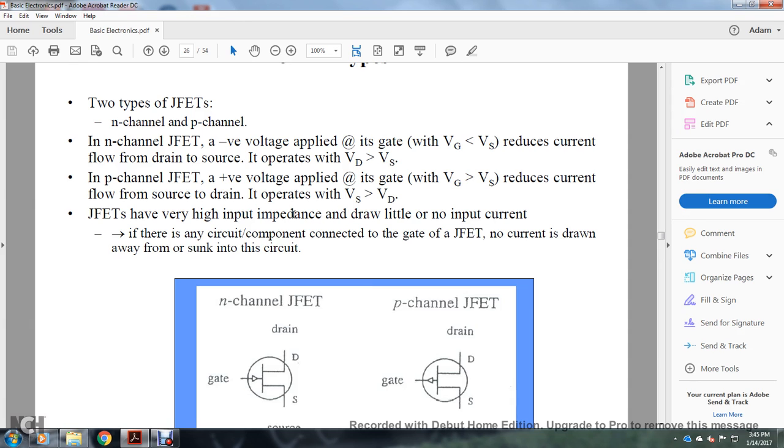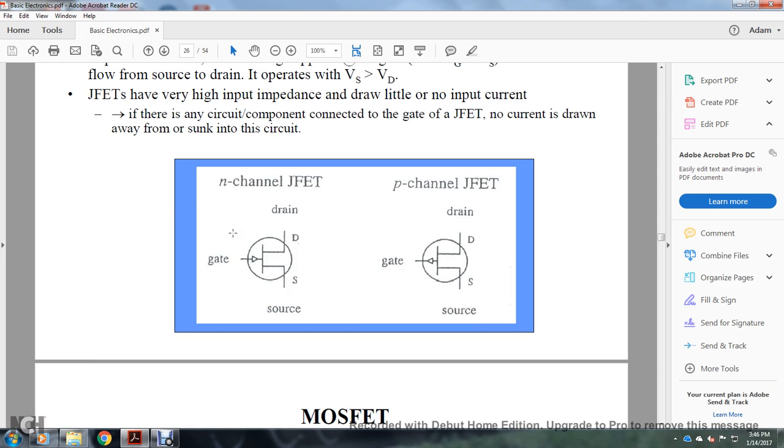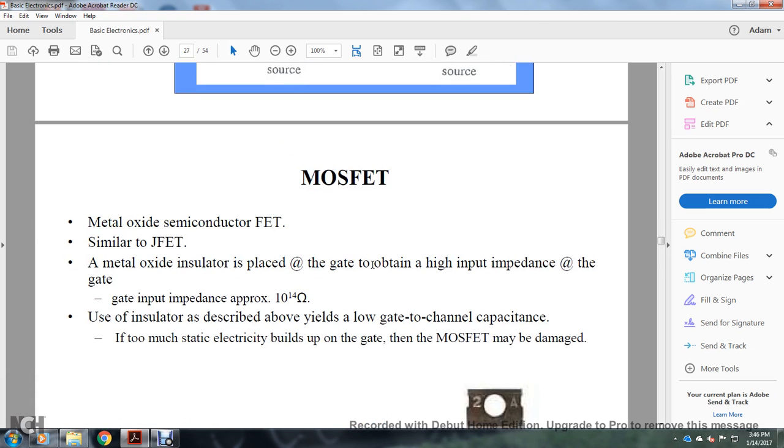The JFET's high input impedance draws little to no current. The arrow shows that any circuit component connected to the gate of the JFET has no current drawn into the circuit. Alright, the N channel shows current going into the gate, through the source and the drain. Also, for a positive channel, the drain and the source current goes out through the gate.